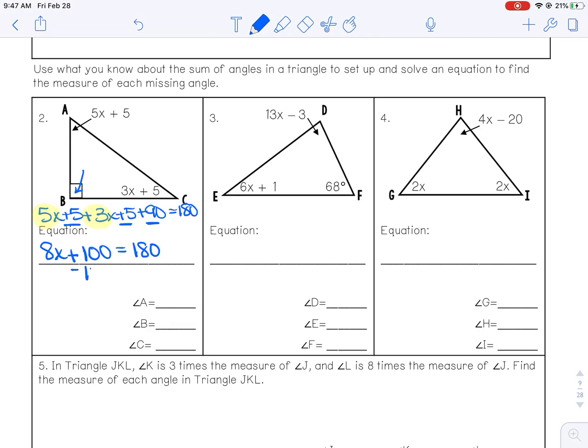Okay, so I need to find out what x is. I'm going to subtract 100 from each side, my two-step equation. And 8x is going to equal 80. Divide each side by 8. So x is equal to 10. Now we've got to figure out what the angles are. The easy one is we know that angle B is 90 degrees. I now need to plug in 10 wherever I see x. So I'm going to go to angle A. That's 5x plus 5. So 5 times x, which we now know is 10, plus 5 is 50 plus 5, which gives me 55 degrees.